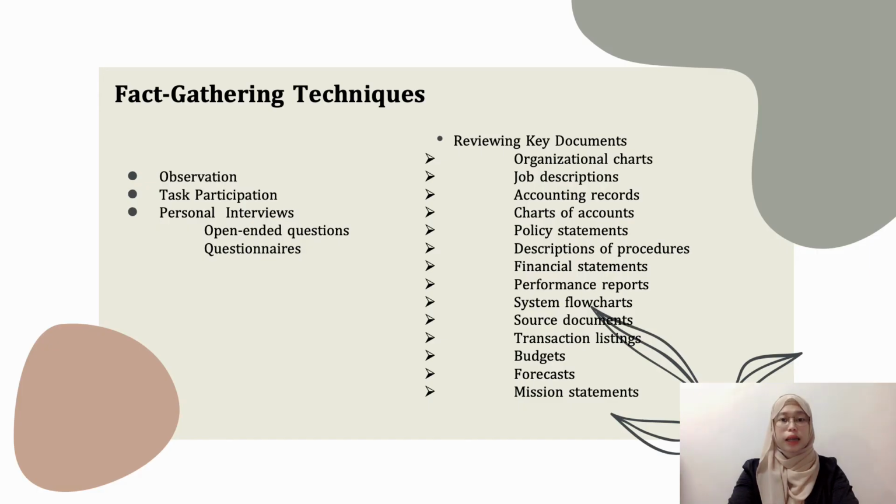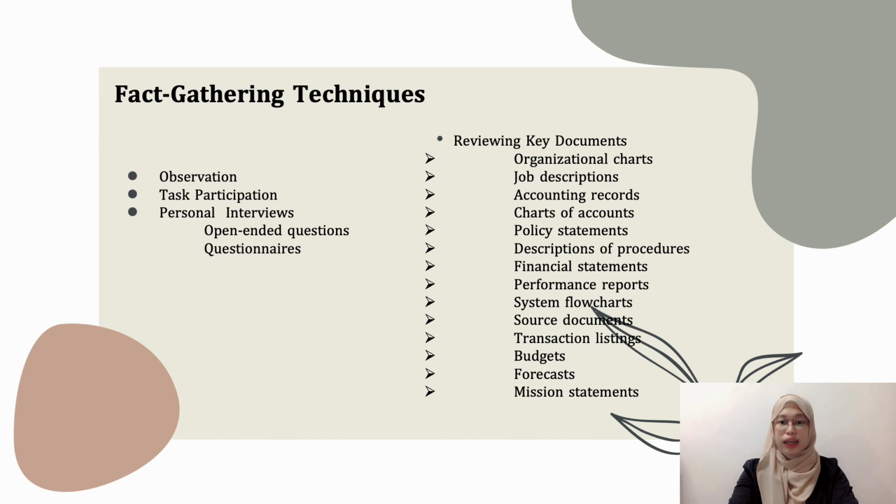Systems analysts employ several techniques to gather the previously cited facts. Commonly used techniques include observations, task participation, personal interviews, and reviewing key documents. Starting off with the observation is passively viewing the system's physical processes. This helps the analyst to decide what gets done, who does it, when, how, why, and how long it takes.